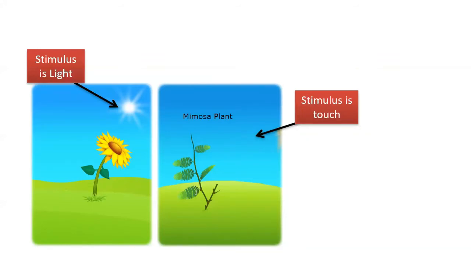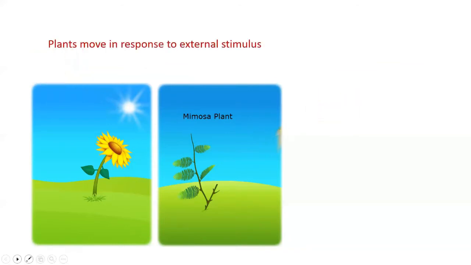So as soon as you touch the leaf of the mimosa plant, the leaf will shrink into a very small volume, right? Let's see, आगे देखते हैं. Let's talk about it more.